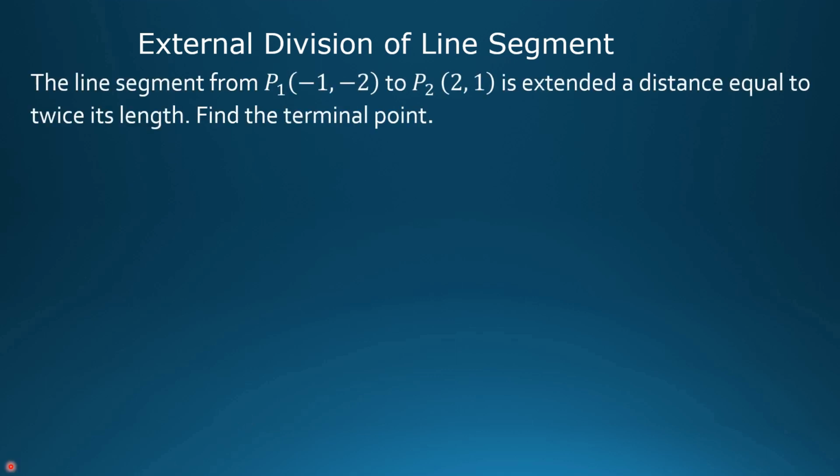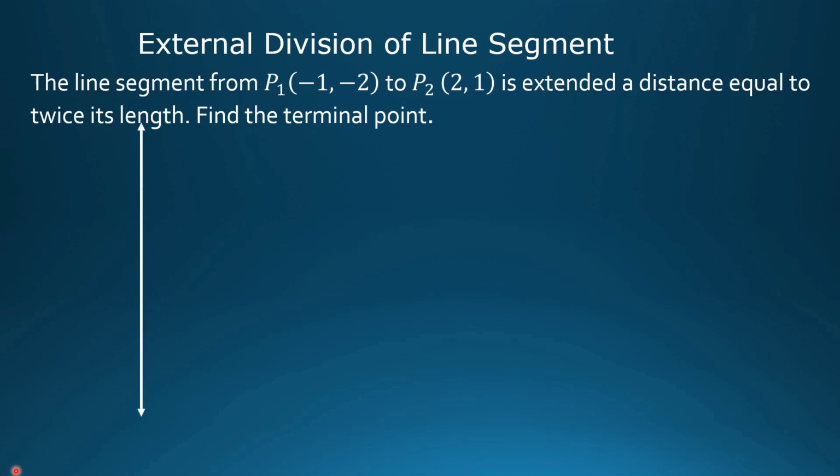Example: the line segment from point P sub 1 with coordinates -1, -2 to point P sub 2 with coordinates 2, 1 is extended a distance equal to twice its length. Find the terminal point.